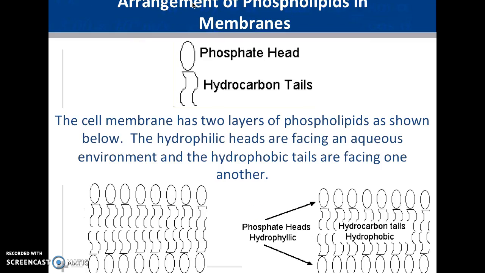Looks similar to this. This is how they are arranged. The membrane has 2 layers of these phospholipids, and they go tail to tail. If we look at the bottom image, the heads on the top would be facing outside of the cell. The ones on the bottom would be facing inside the cell.